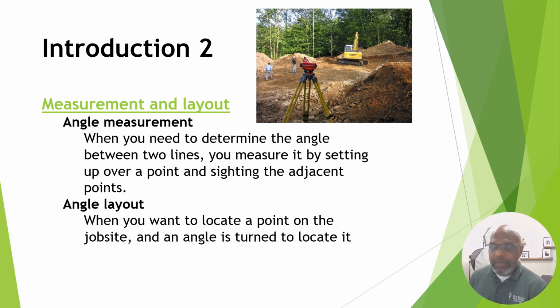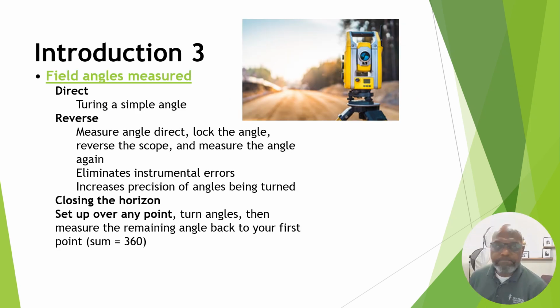So next we're going to be talking about the field angle measured in the field. In this process of turning angles, procedures such as direct and reverse, closing the horizon, traverse angles, and layout are performed. Proper performance of these methods is necessary to eliminate error and mistakes in the angle measurement. So first we're going to talk about direct measurements.